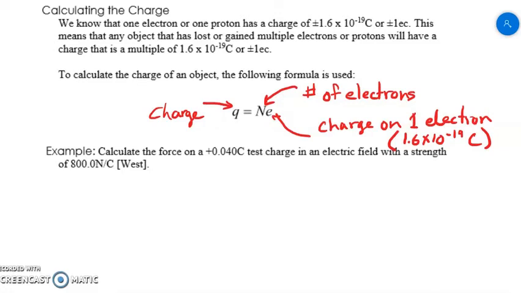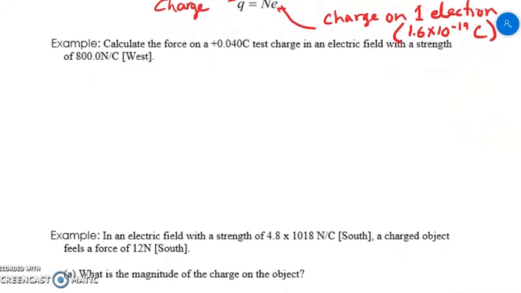Okay, now let's do a couple examples here. Calculate the force on a positive 0.04 coulomb test charge in an electric field with a strength of 800 newtons per coulomb west. Calculate the force. Okay, and so remember we get the force from that F equals QE formula. So this is force equals charge times field strength, electric field strength. So it tells us the charge that's experiencing the field right there. It tells us the field strength right over here. And so we really just have to multiply those things as long as their units match. So this 0.04 coulombs here matches with the newtons per coulomb here. As long as we're working with coulombs and coulombs, then all we need to do is actually plug them in.